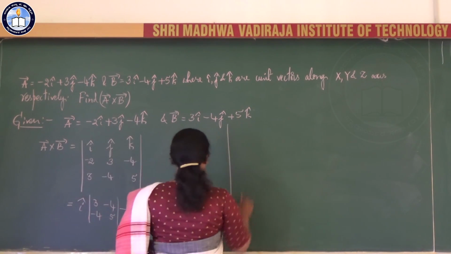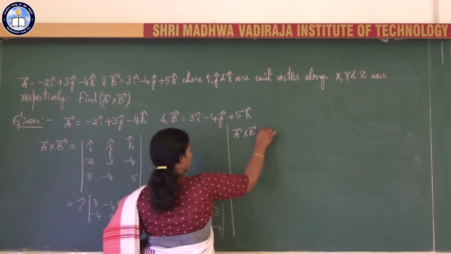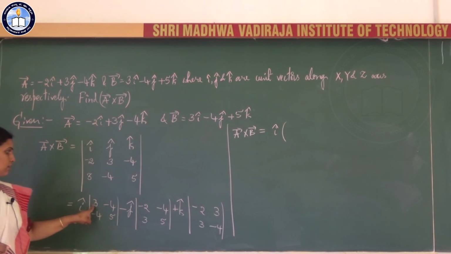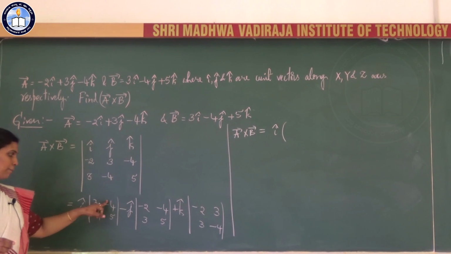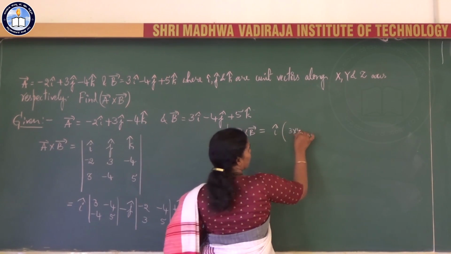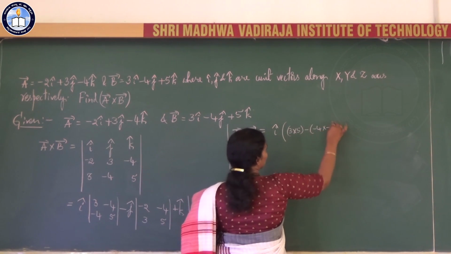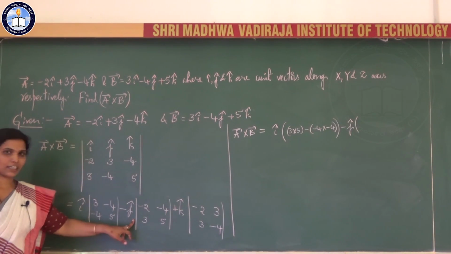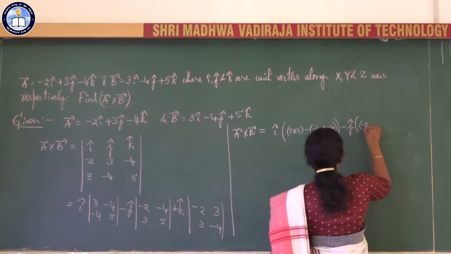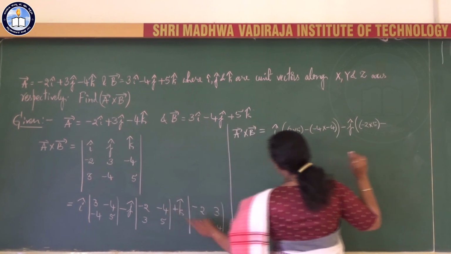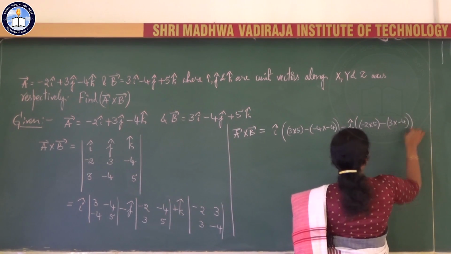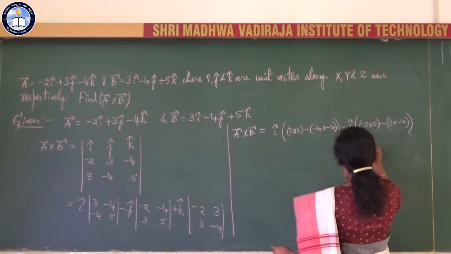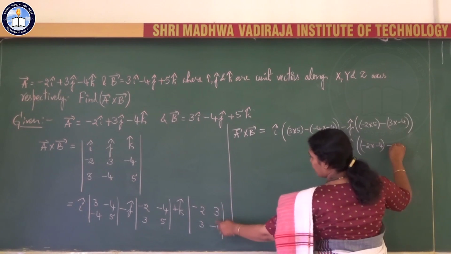Or I can write A vector cross B vector equal to i cap into 3 into 5 minus 4 into minus 4, minus j cap into minus 2 into 5 minus 3 into minus 4, plus k cap into minus 2 into minus 4 minus 3 into 3.